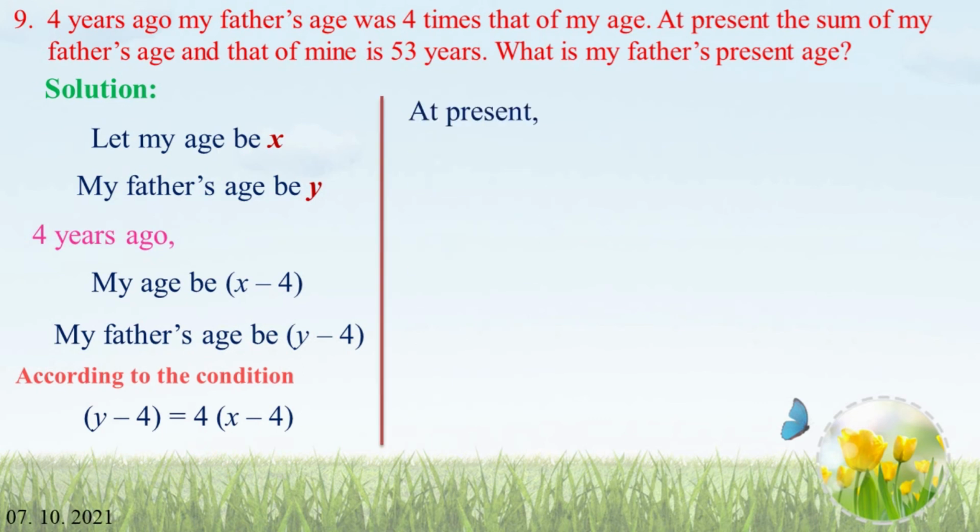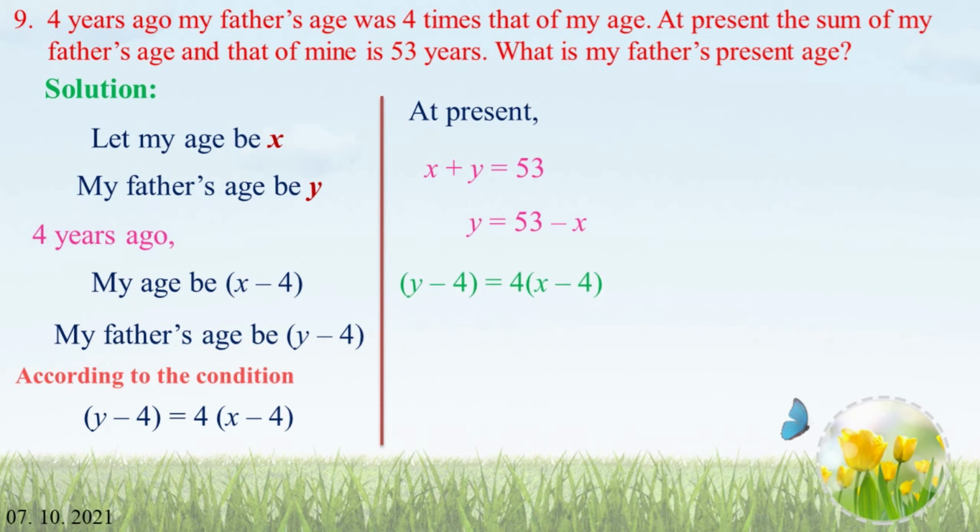At present, here my age is x and my father's age is y. So, the sum of both ages, x plus y equals 53. Here x and y are unknown. So, we write y equals 53 minus x. Here x is transposed to the right hand side.